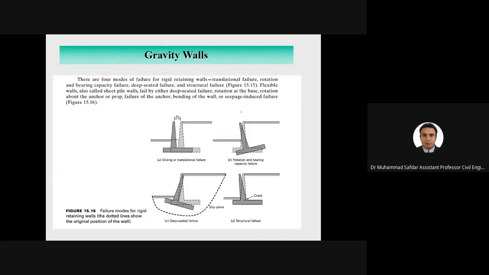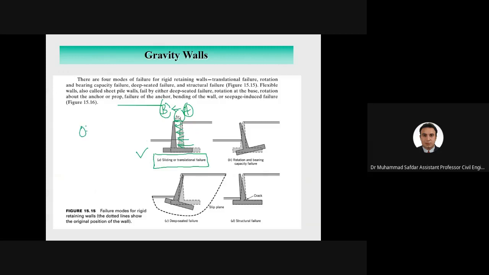Now, going into the details about the four modes of failure for rigid retaining walls. There are four different modes. The first one is the sliding or translational failure, where the horizontal forces will move the retaining wall, and the retaining wall will slide from point A to point B, and that is the delta x, the change in the horizontal distance from point A to point B.